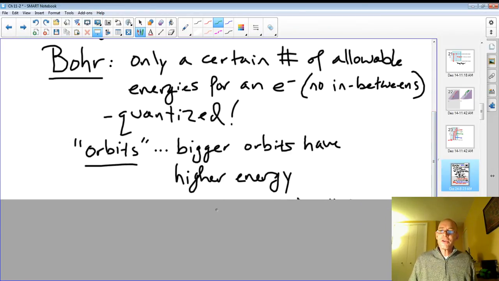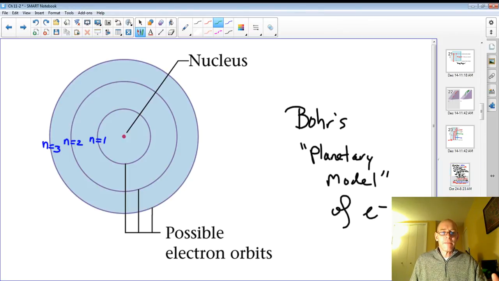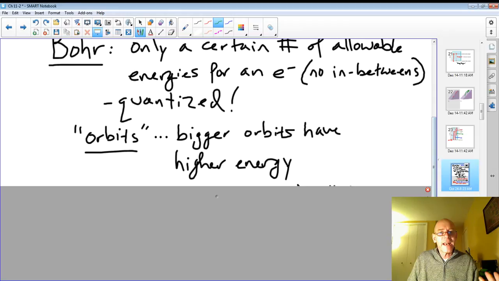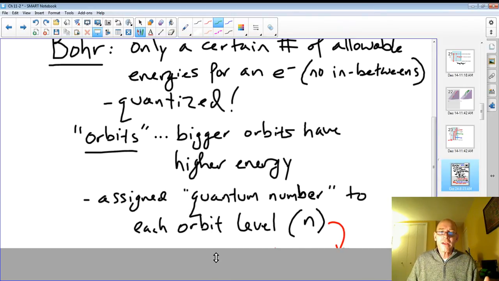He called these energy levels orbits, and we're going to find in a future class that electrons do not orbit like planets around the sun. It's a three-dimensional system, not a flat plane. Okay, and they're not spheres either. They're not layers of an onion. It's a good visual model, but that's not what they do. But he used this again as an analogy. He called them orbits. Bigger orbits further outside the nucleus have higher energies, and smaller orbits have lower energies.